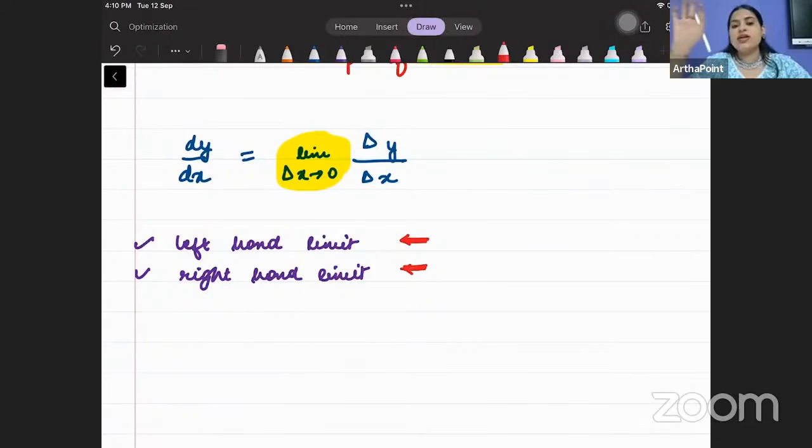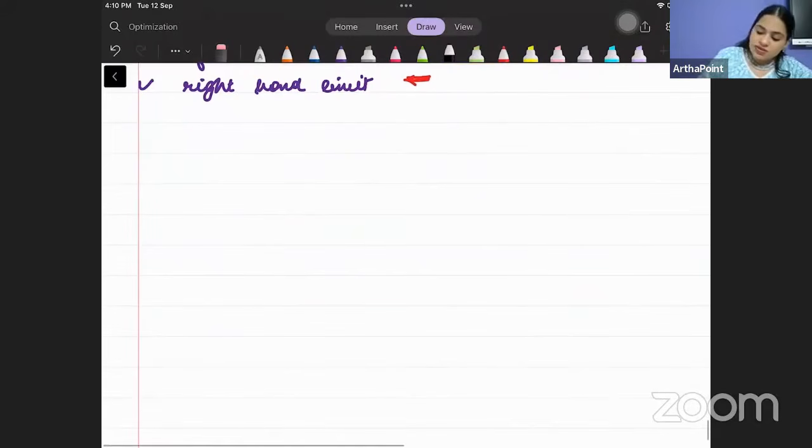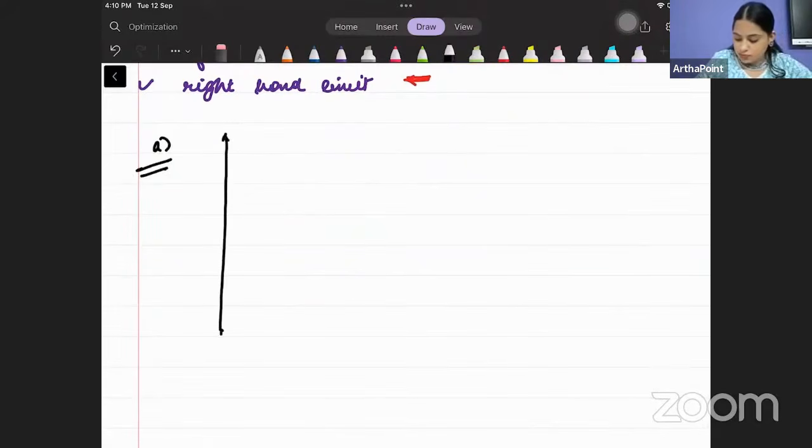For your understanding, let us try to understand some graphical examples that will make you understand the concept of limit, right? So beta, the first example, just see here carefully. So this is how I am drawing this.